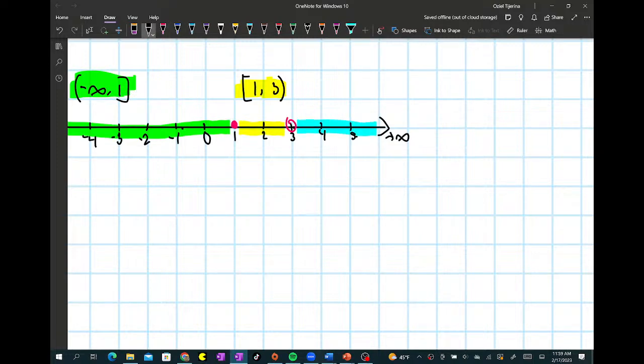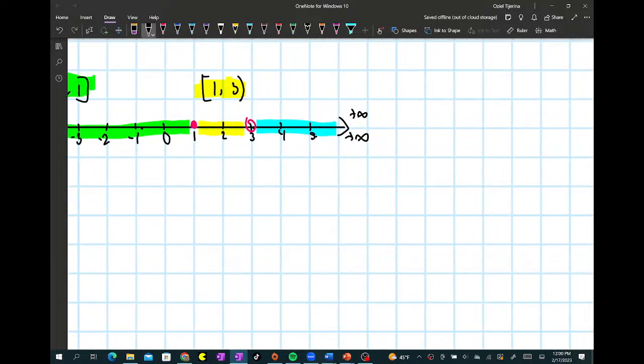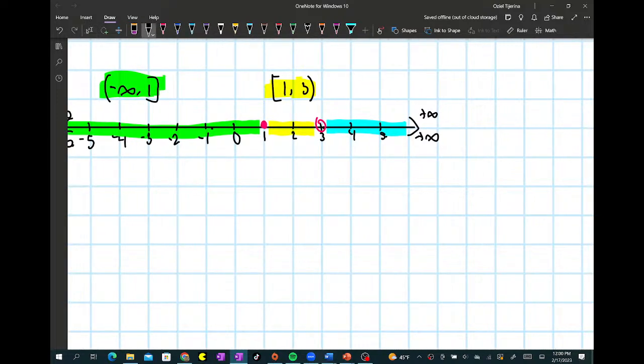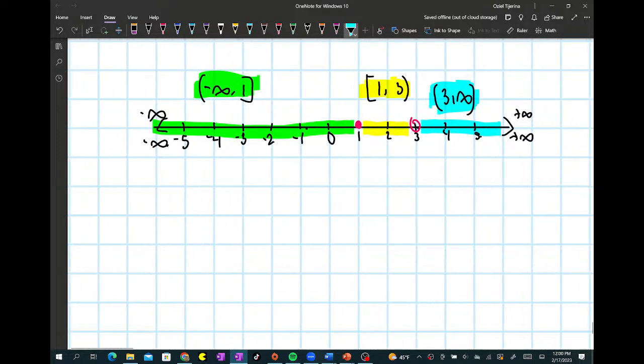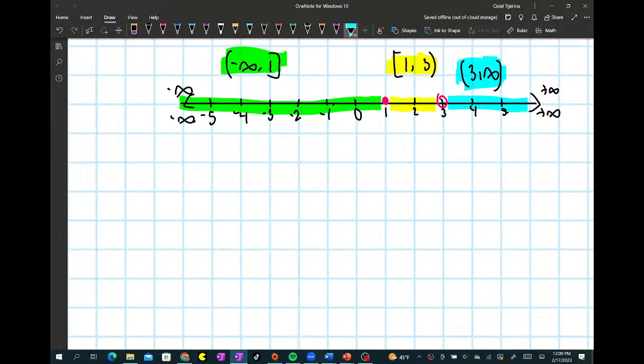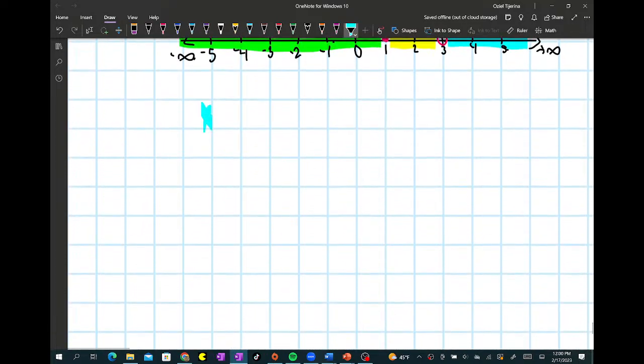So here's positive infinity, and that's negative infinity, right? Doesn't matter where you put it, as long as you know where positive infinity would go. Now, this is obviously, like I said, 3 to infinity. So those are our test intervals. Now, obviously, I'm going to rewrite my expression, right? x minus 1 over x minus 3 is less than or equal to 0.